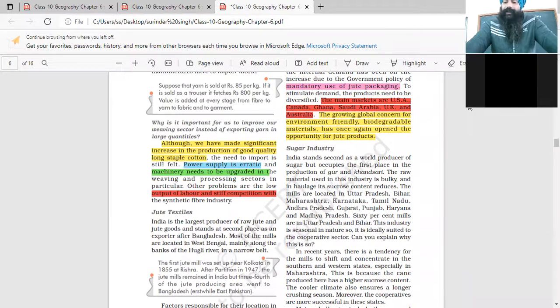Besides, people's concern towards using eco-friendly materials has created demand for jute products in the economy.